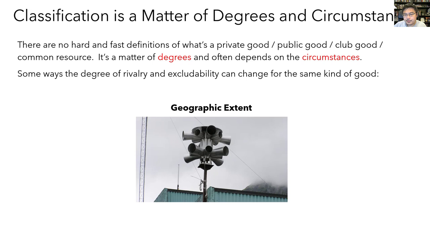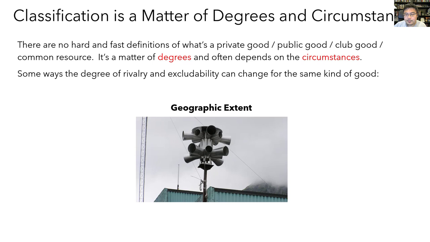It's rival because one community purchasing a tornado siren means that a different community can't use the same tornado siren. And it's excludable because anyone who's not within hearing range of the siren doesn't get to benefit from it. And so we might be able to say that a tornado siren is a public good in the context of a single community, but a private good in the context of multiple communities.